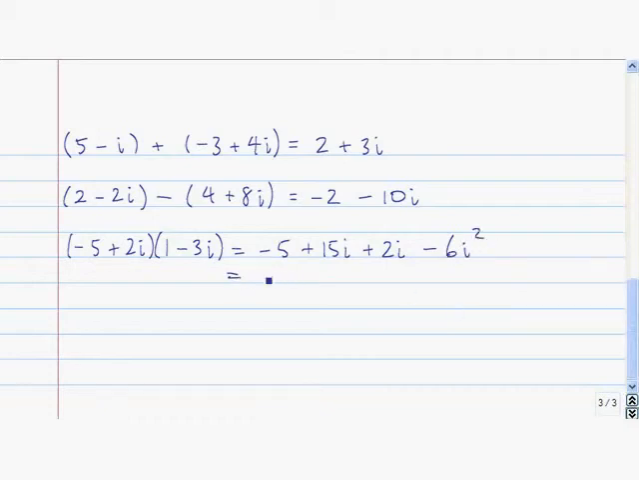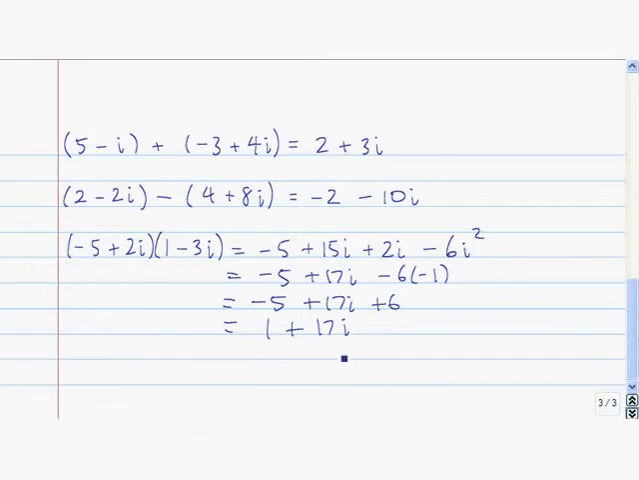So if we simplify, negative 5, 15i plus 2i is 17i. And then negative 6i squared is really negative 6 times negative 1. So we get negative 5 plus 17i plus 6, and that's equal to 1 plus 17i.